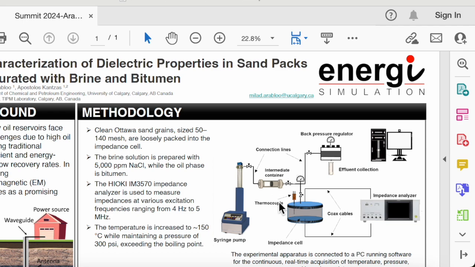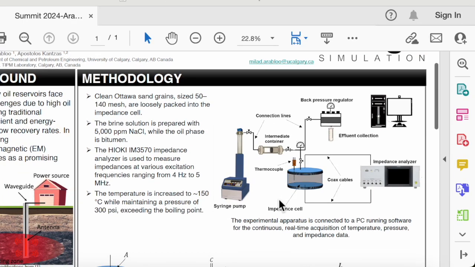If the saturating fluid is a mixture of brine and bitumen, the sand is mixed with the brine and bitumen before being placed in the cell. Heating is achieved using high temperature heating tapes that surround the impedance cell, allowing the sample to reach the target temperature. A thermocouple is installed inside the impedance cell to continuously monitor the temperature of the tested sample.